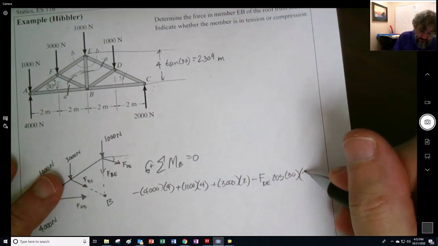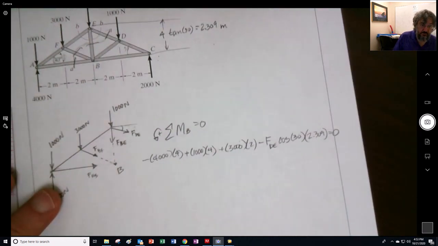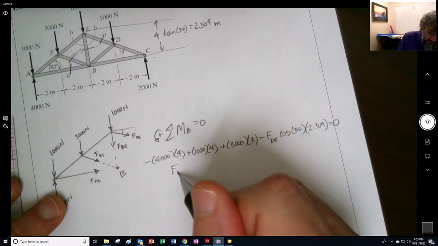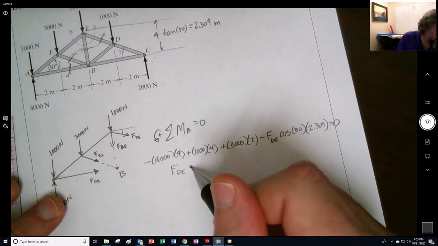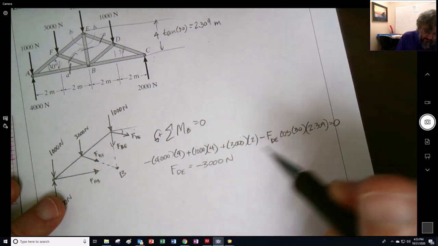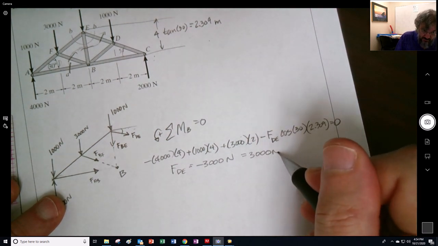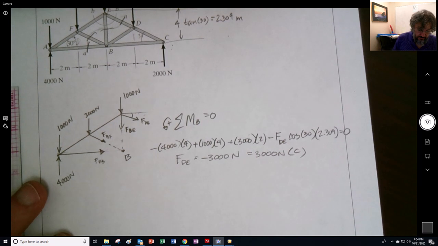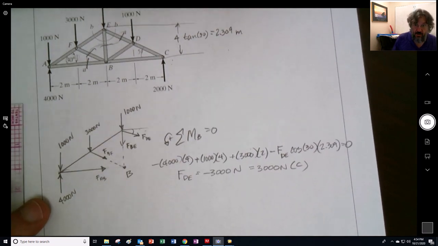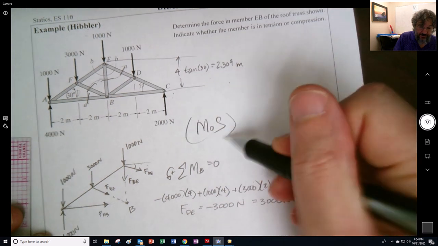So that's 2.309 equals 0. We get FDE is equal to negative 3,000 newtons. So it was obviously 3,000 newtons in compression. And that was the method of sections, the MOS.